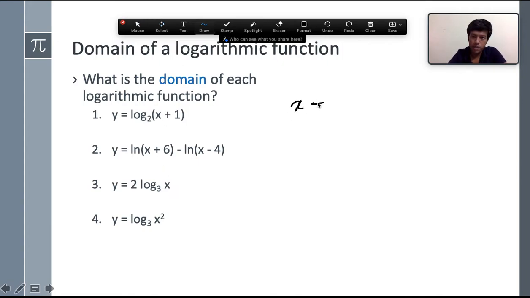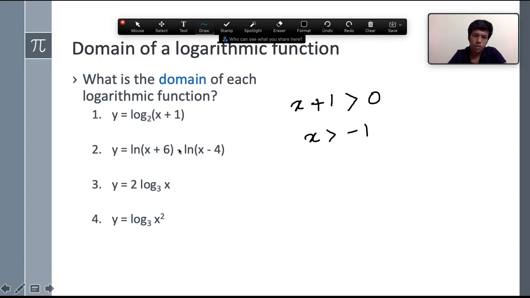See, x plus 1 has to be greater than 0. Positive means greater than 0. So that means x has to be greater than minus 1. So this is the domain of this number 1.